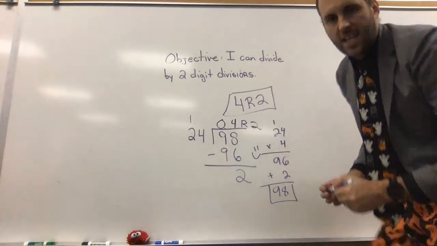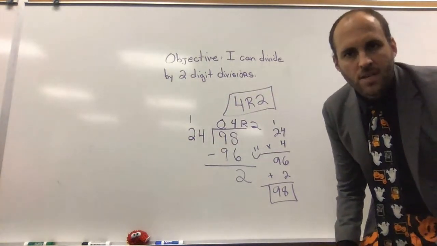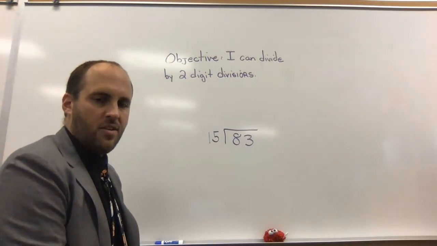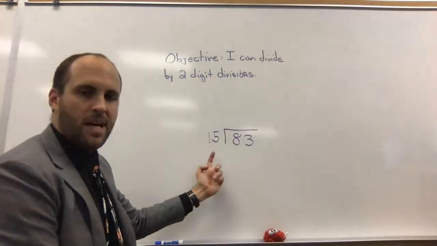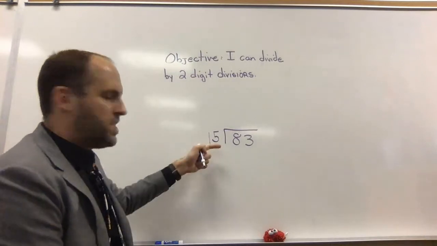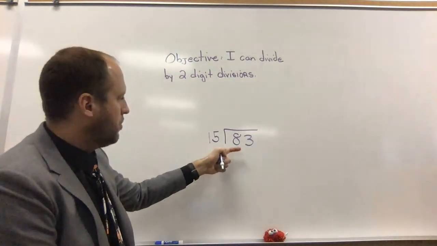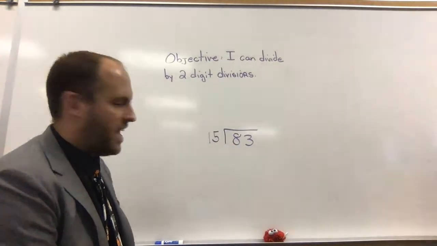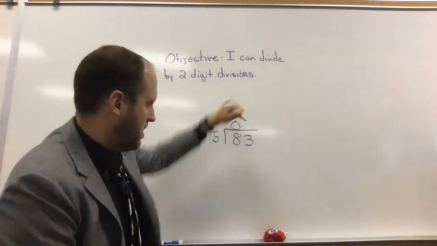We'll do one more example of this, and then we're going to do some 3 by 2 questions. Our next problem to look at together, friends, is 83 divided by 15. So we still look at this 15, and we still go to the first number, the 8 tens. We can't make any group of 15 out of 8, so again, our 0 goes here.